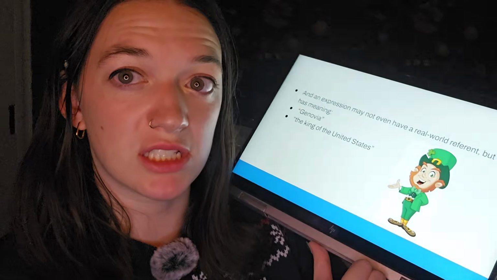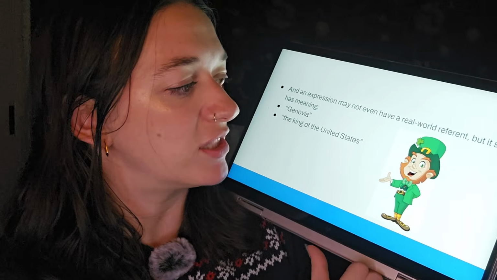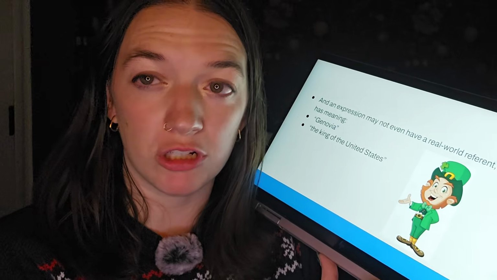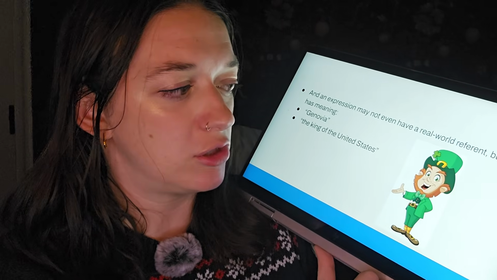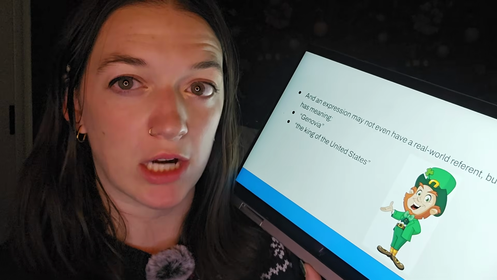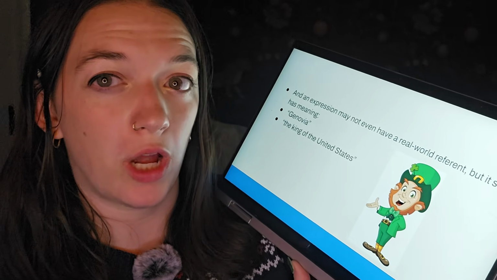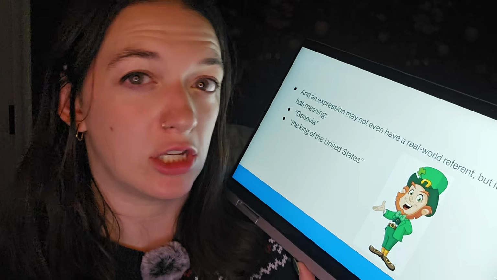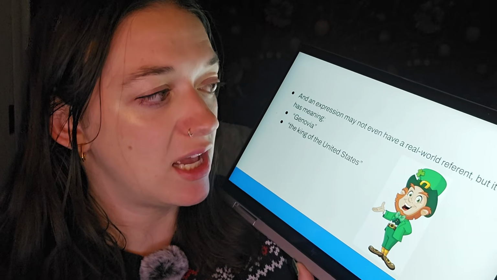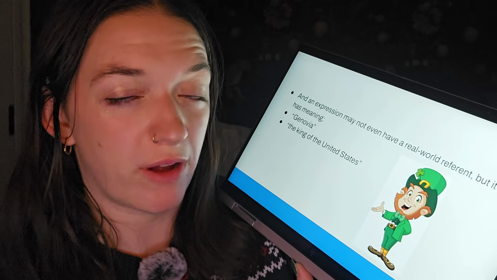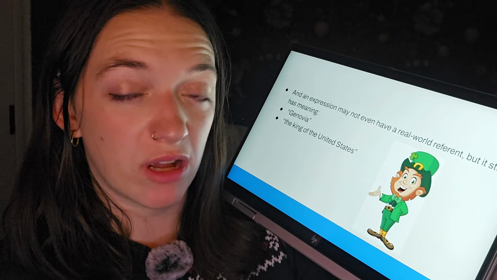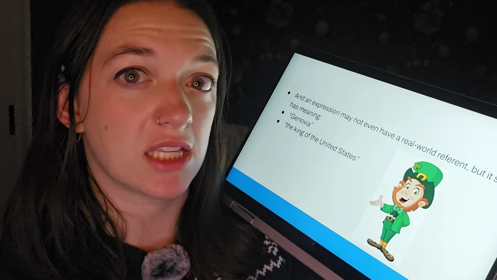Not all expressions have a reference. For example, things like Genovia, the King of the United States, leprechaun, unicorn, dragon. Not only fantasy things, but abstract concepts like joy, sadness, nostalgia have senses, but do not have a real world referent. So some words have both a sense and a referent, and some have just the sense.